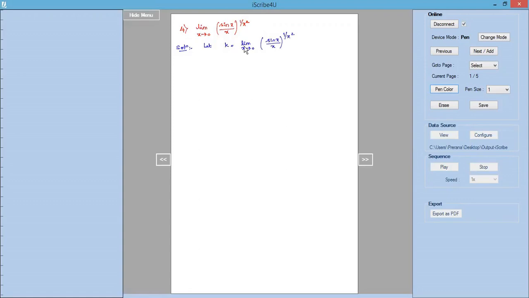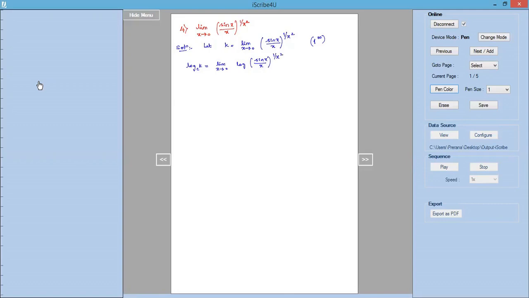So as x tends to 0, sin x by x value is 1. We have seen this in the standard limit. 1 divided by x square, so 1 by 0 will be infinity. So it is of the form 1 power infinity. We will take log on both sides and proceed. So we have log k is equal to limit as x tends to 0, log of (sin x divided by x) the whole power 1 by x square.